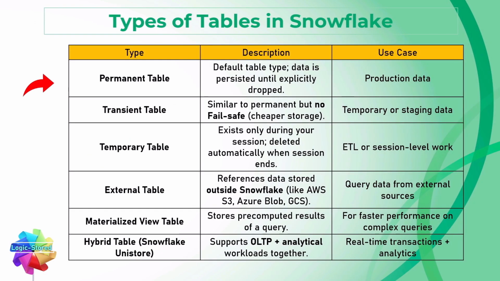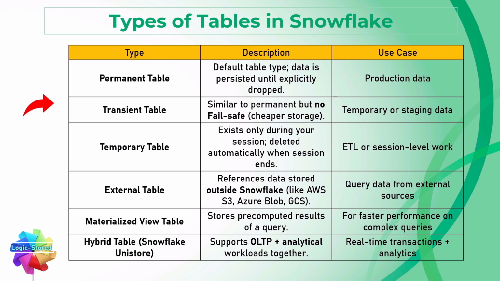This is the default table type in Snowflake. Data will remain stored until you delete it manually. It also has fail-safe protection, which means if data is deleted by mistake, Snowflake can recover it. You will mostly use permanent tables for your production data.